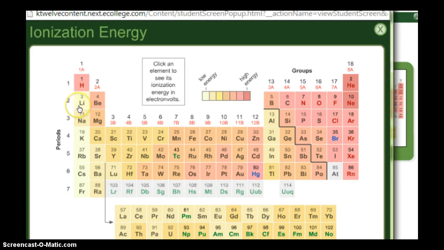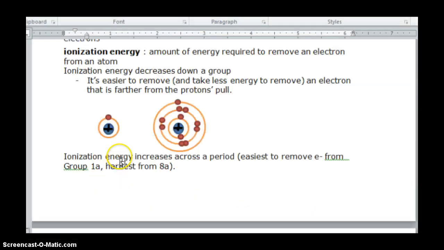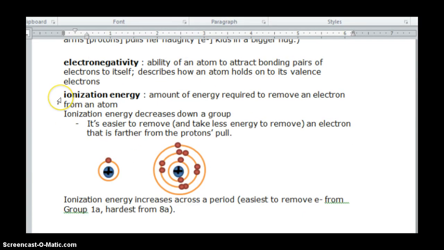Whereas if you look at lithium, the mom only has 2 orbitals. And so lithium can easily grab that naughty kid that's in the second orbital because they're not that far away. So that's a good way to think of it. Because the electrons are farther from the pull of the positive protons, it's easier to escape. And so we're going to add that to our notes: ionization energy, the amount of energy required to remove an electron from an atom. Ionization energy decreases down a group. It takes less energy to remove an electron that is farther from the proton's pull.